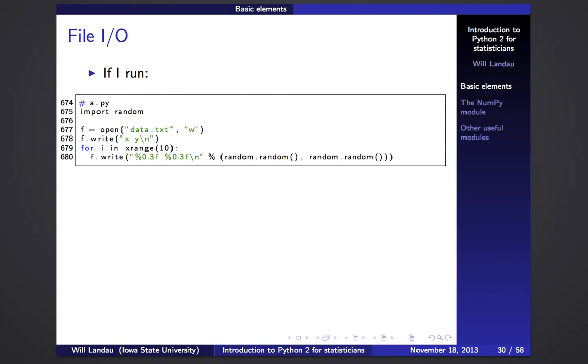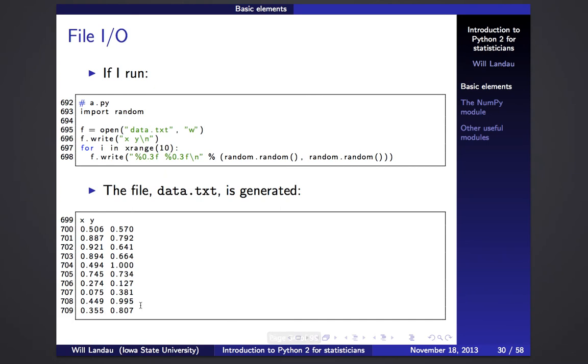You create a file handler with the open function. You give a file name or a file path. You give it a code that specifies read or write or append. In this case, I'm generating a file, so I'm going to write this string to it. f.write just writes text to that stream or handler. The file that I get is just a data file.